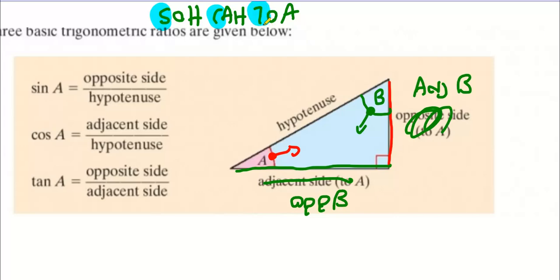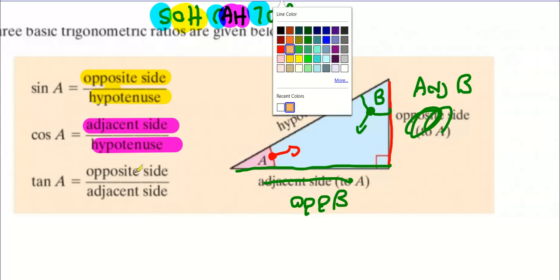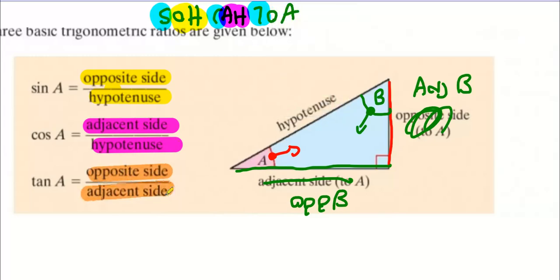So if you're using sine, you're using opposite divided by hypotenuse. And that's where O and H come from. Likewise, for cos, you're using adjacent divided by hypotenuse. And finally, for the last one, for tan, you're using opposite over adjacent. Have you started this before? You've used it before? We hope so.